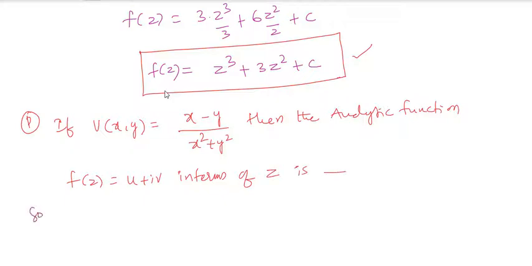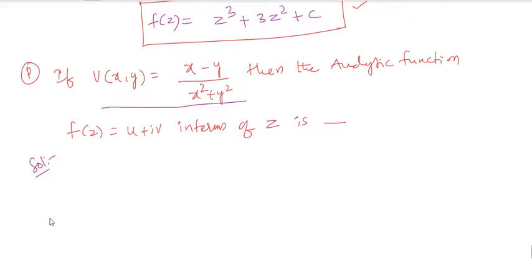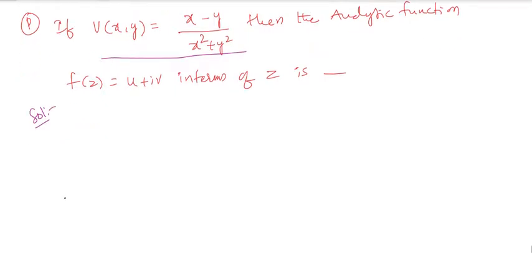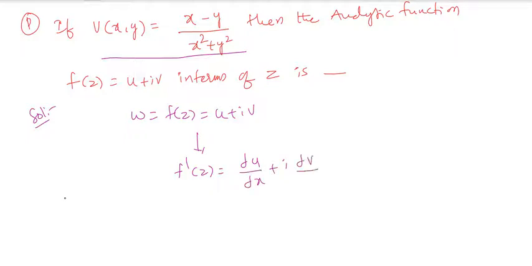So now, earlier u of x, y was given, now v of x, y is given. Same strategy. You know w is equivalent to f of z, which is equivalent to u plus iv. From this, f dash z is equivalent to dou u by dou x plus i into dou v by dou x. They have given v, so you can calculate this, but you cannot calculate this.